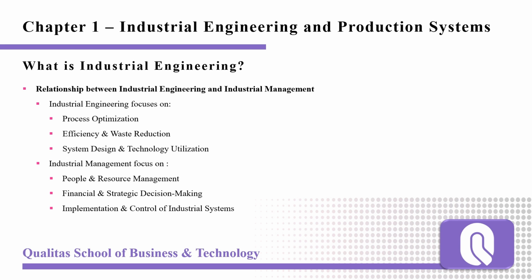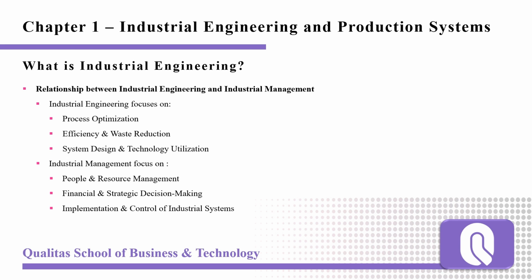I once worked with a large manufacturing facility that was struggling with efficiency issues. The industrial engineering side of our work focused on optimizing their production processes. We analyzed workflow patterns, identified bottlenecks, and implemented technical solutions to reduce waste. I remember specifically redesigning their assembly line layout to minimize unnecessary movement and improve productivity. But here's where it gets interesting: having the perfect technical solution wasn't enough. This is where industrial management came into play.